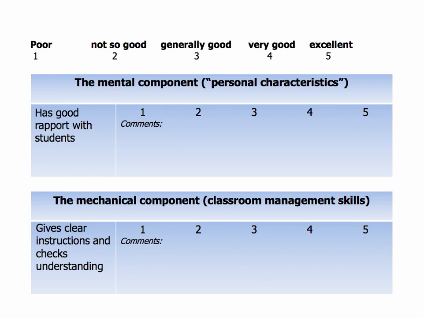Now I've taken another example from the mechanical component: gives clear instructions and checks understanding. So obviously, I think that's fairly clear. The teacher gives clear instructions of what the students are supposed to do, and then before he has the students start working, he checks to see if anyone has any questions. Maybe he does this by saying, do you have questions? The students say yes or no. Maybe he does it in other ways. Maybe he or she asks the students to repeat what they're supposed to do. Or other ways of getting feedback on instructions, checking understanding.